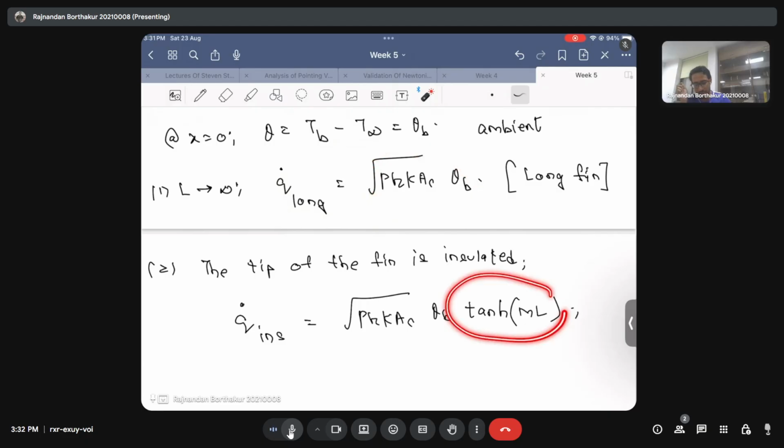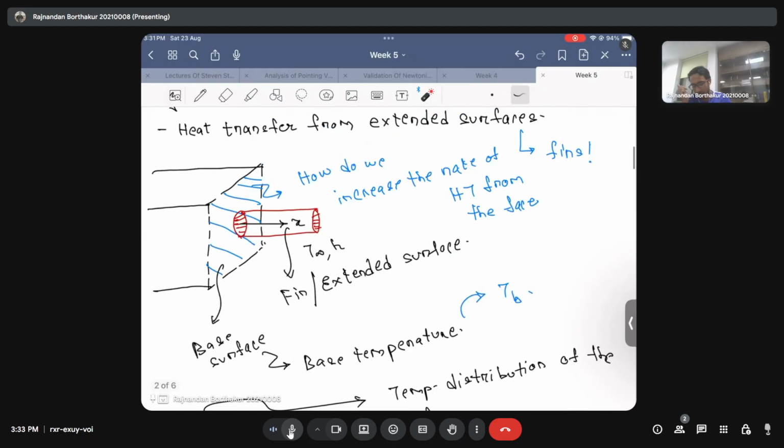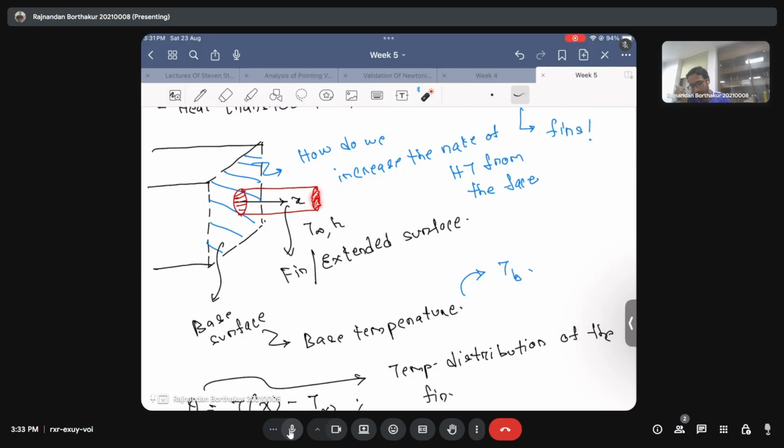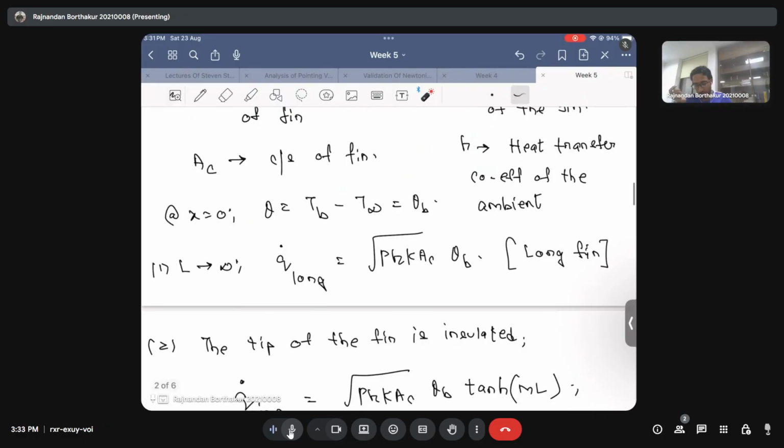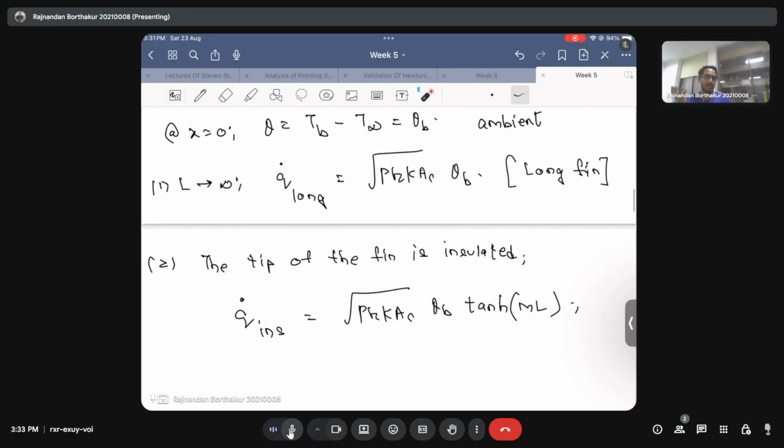The only thing that will change is the prefactor that will come after this factor. You can also have a boundary condition where there is convection taking place from the tip of the fin in addition to the convection that is taking place from the lateral surface. In that context, your expression for q dot will get altered accordingly.